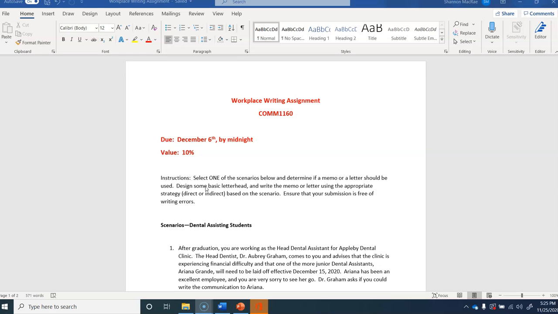What I'm going to ask you to do is read through the scenarios that are listed on the handout. First of all, determine if you should be writing a memo or a letter. So you want to think about the criteria. Remember, memos stay within an organization and letters go from an individual or an organization to an outside person or organization. I'm going to ask you to design some basic letterhead, or to set up the memo if you're doing a memo, and write the memo or letter using the appropriate strategy, either the direct strategy or the indirect strategy, based on the scenario.